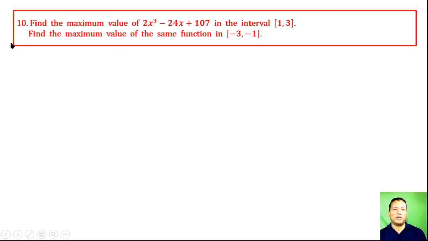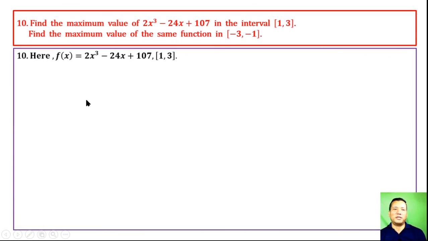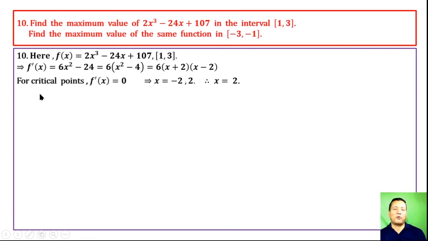For question number 10, find the maximum value of this function in the closed interval 1, 3. Find the maximum value of the same function in the closed interval minus 3, minus 1. Here f of x is this, and whose first order derivative f dash x is this. For critical points, f dash x equal to 0 gives x equal to minus 2, but x equal to minus 2 does not lie in the closed interval 1, 3.